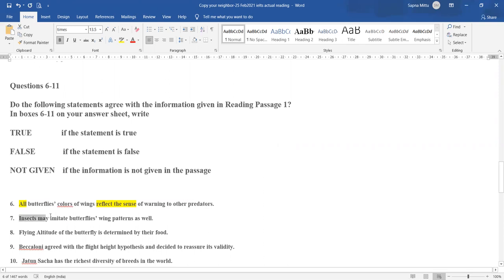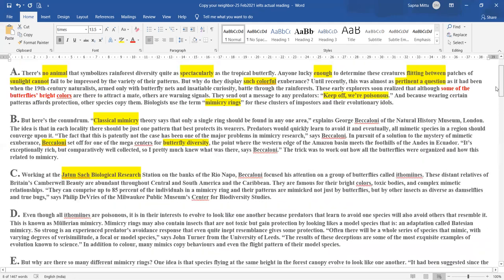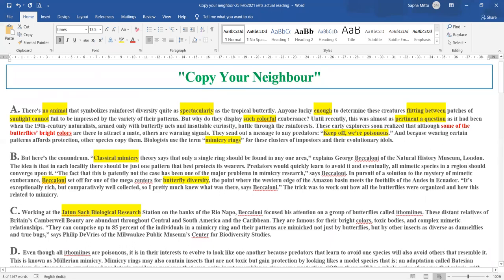Moving next. Insects may imitate butterflies' wing patterns as well. So I want to find insects and imitate. Because I have got a noun, that is the subject they're talking about, and the verb is they imitate. So obviously it will be after this. If you can find the same thing related to they imitate, it means they have some kind of copy, or we can find another word which will be related to it.